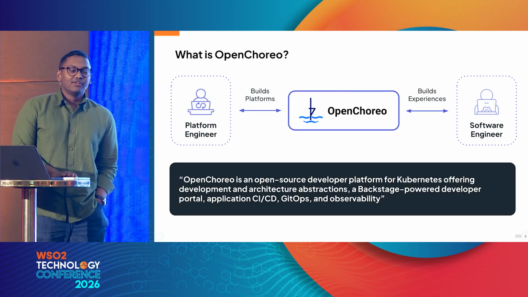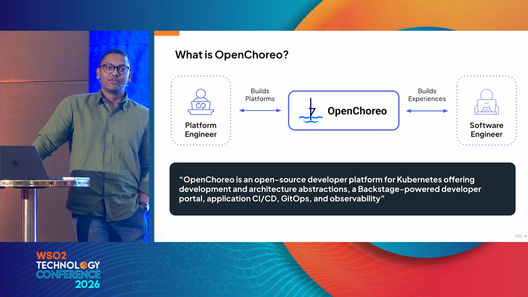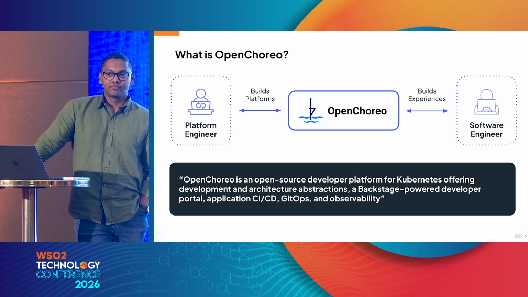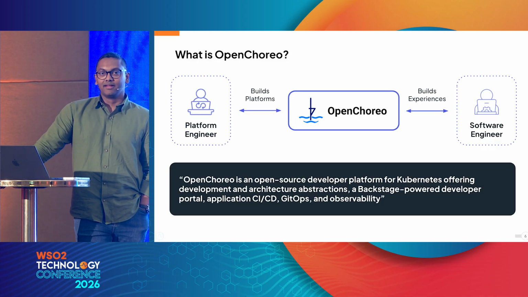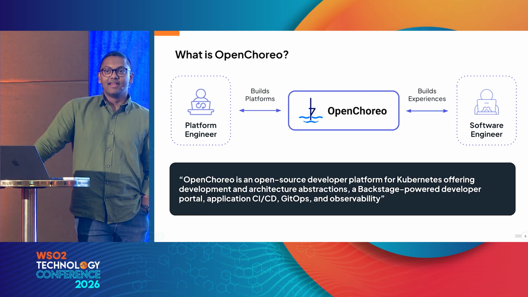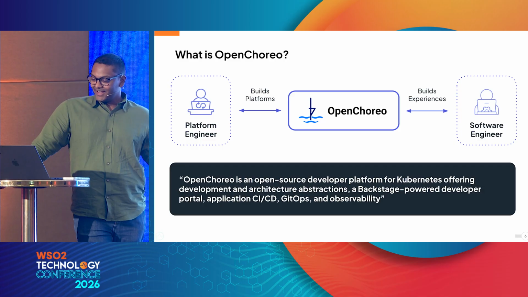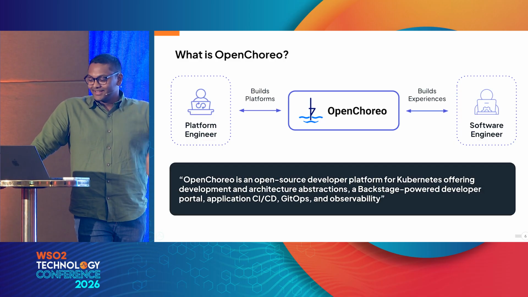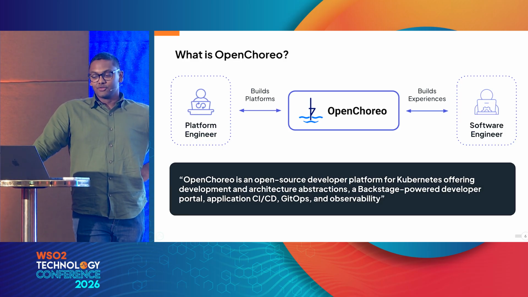So if somebody asks you what OpenChoreo is, this is a difficult question to answer, right? Because OpenChoreo does a lot of things. Technically, we are an internal developer platform, but in the ecosystem, a lot of different competitors and other projects have come up with their own variations of what that term means. So we go with this, right? If somebody asks you what that is, you tell them that OpenChoreo is an open source developer platform for Kubernetes that offers development and architecture abstractions, which is important, right? Because no one else does that.